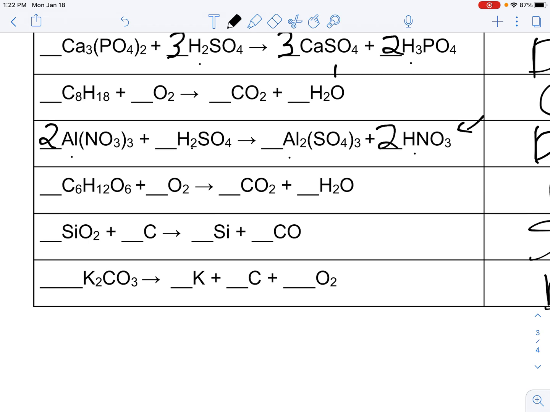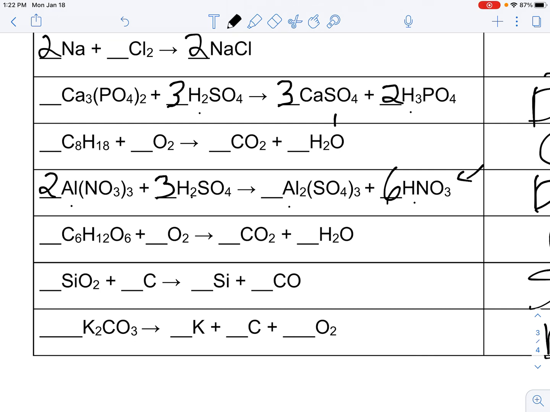And in this case, that's a good place to start. But I do have to look at my endings because right here, I have 2 H's and then 2 NO3s. Over here, I have 2 times 3, which is 6 NO3s. So it turns out that 2 didn't help me. I need to put a 6 here, and then I need to put a 3 here. And that's going to be 3 SO4s. Over here, I have 3 SO4s, and I'm good to go.